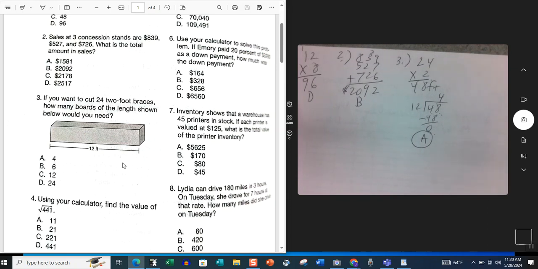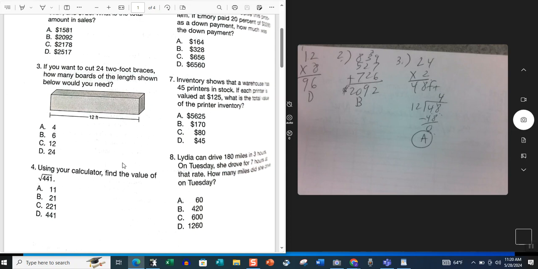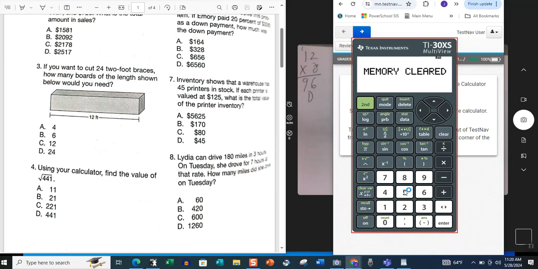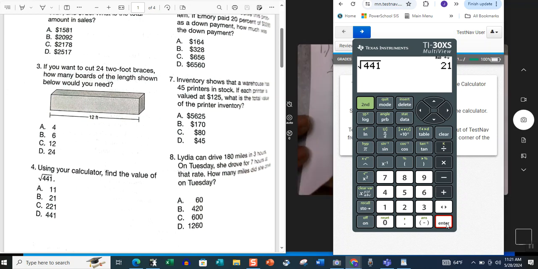Okay, so now we go here. It says using your calculator, find the value of the square root of 441. So we will go here to our calculator. We'll press second, and then we'll hit the X squared key, which will give us the square root. Type in 441 and enter. So our answer here would be 21. So for problem number 4, our answer is 21, and the letter that we would pick is B.